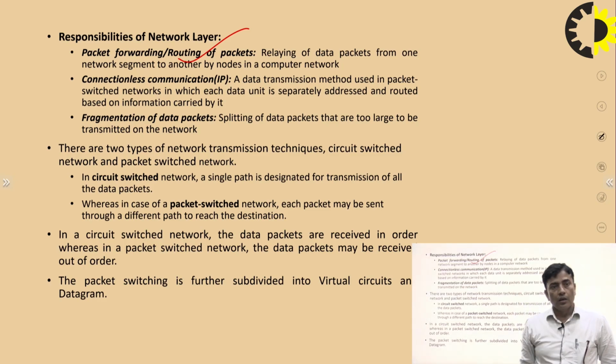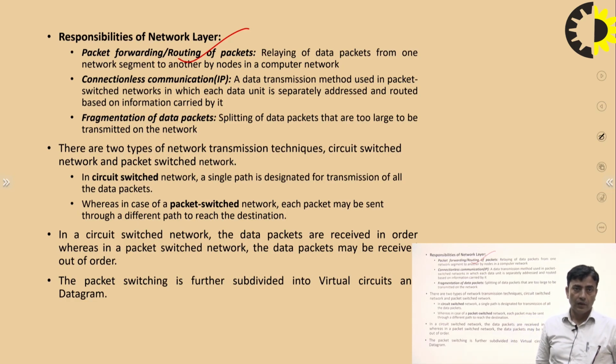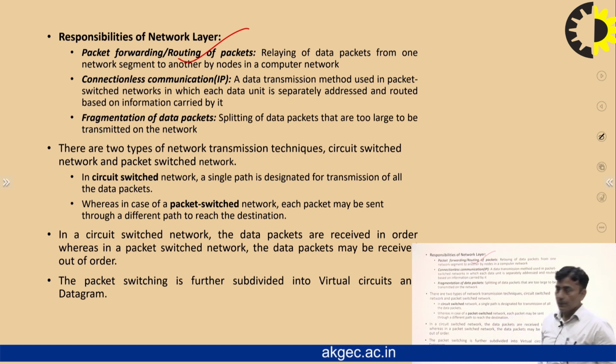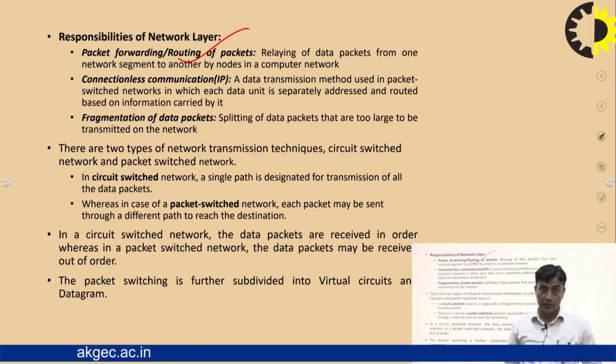The data that is treated at the network layer is known as a packet. Similarly, at the transport layer it is known as a segment, at the data link layer it is known as a frame, and at the bottom, the physical layer, it is known as a bit stream or byte stream.